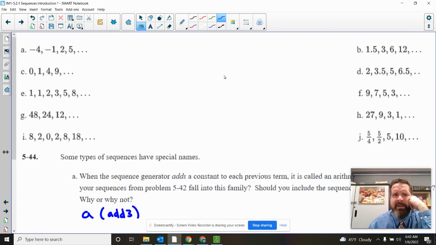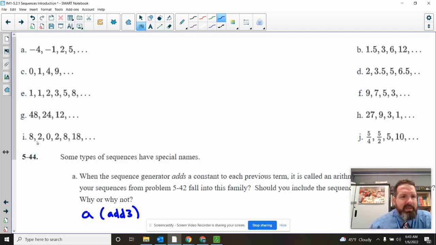Now, I think I am going to stay on this page. Does the same thing happen here? To go from 0 to 1, you add 1. To go from 1 to 4, though, you add 3. Those are not the same number. To go from 4 to 9, you add 5. So we're not adding the same number every time. So letter C here is not an arithmetic sequence. Next up, to go from 1 to 1, you'd add 0. From 1 to 2, you'd add 1. Already we're not adding the same number every time.